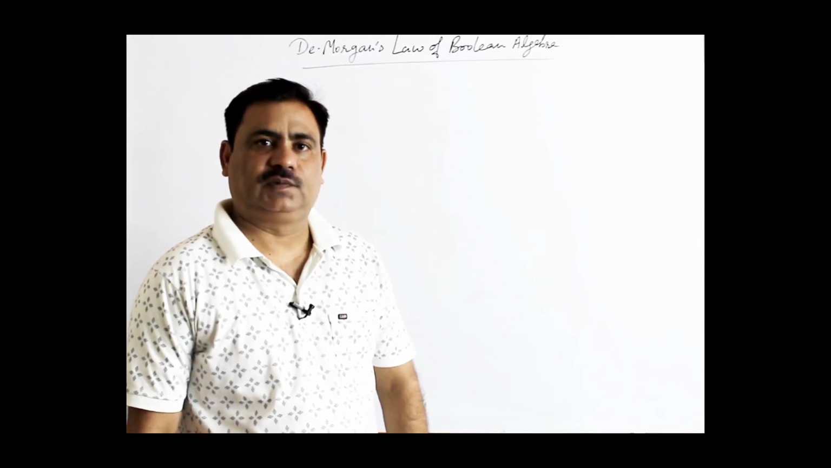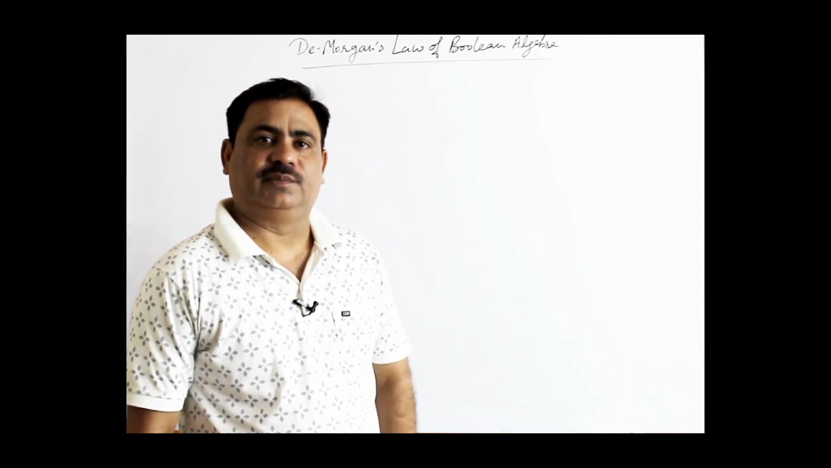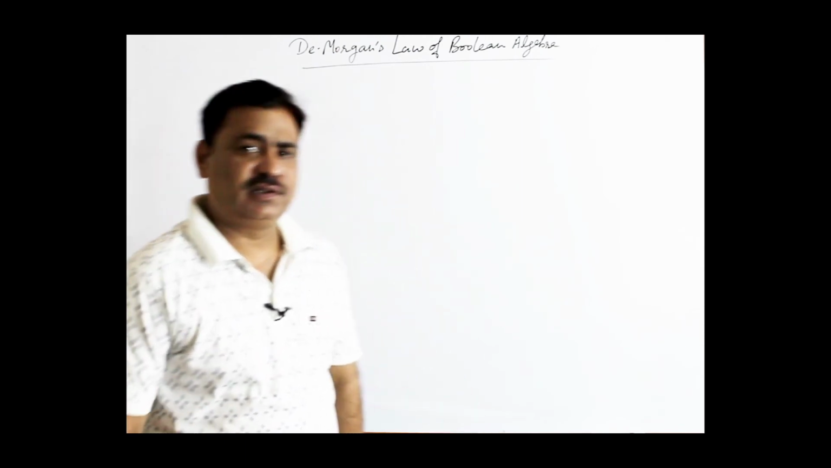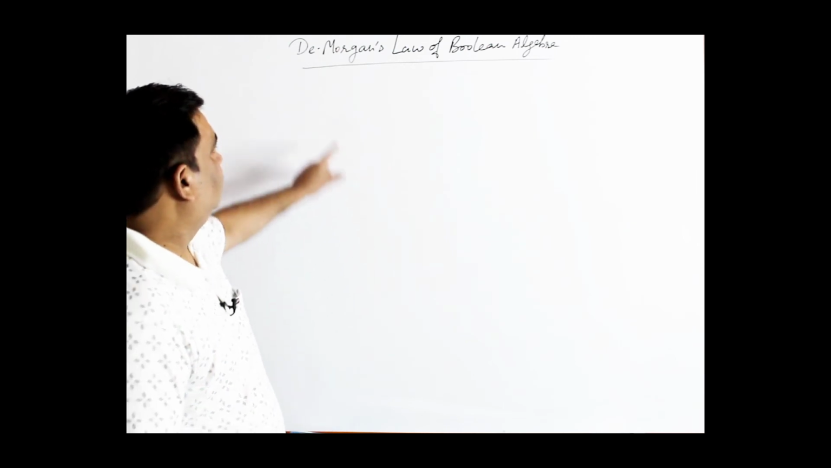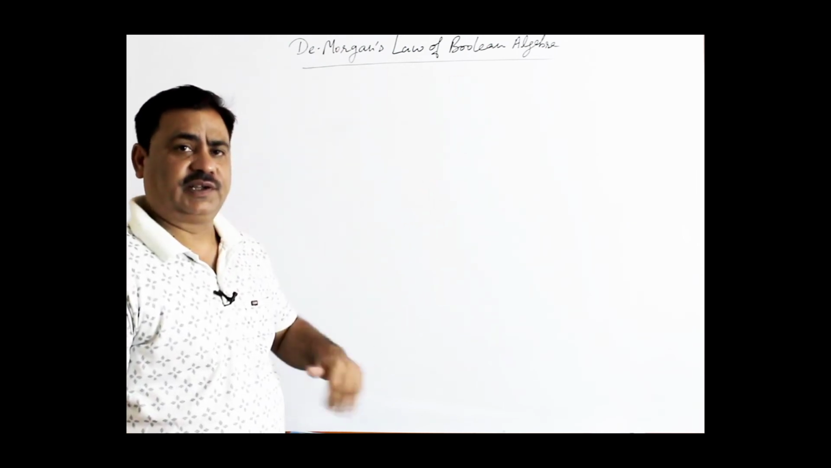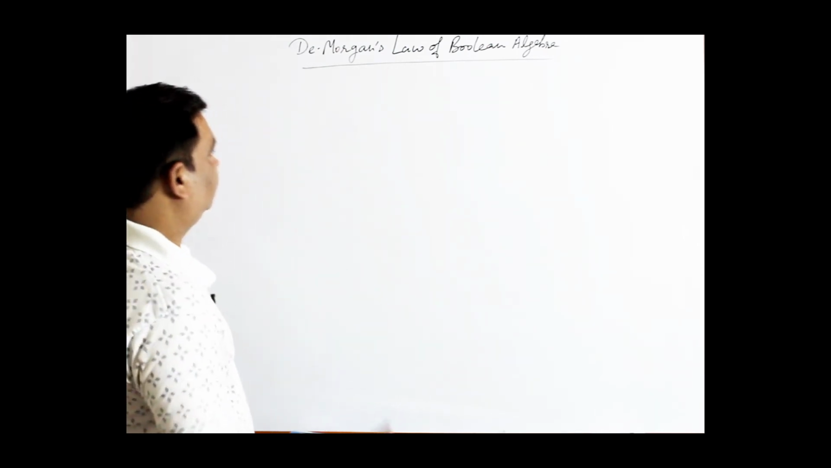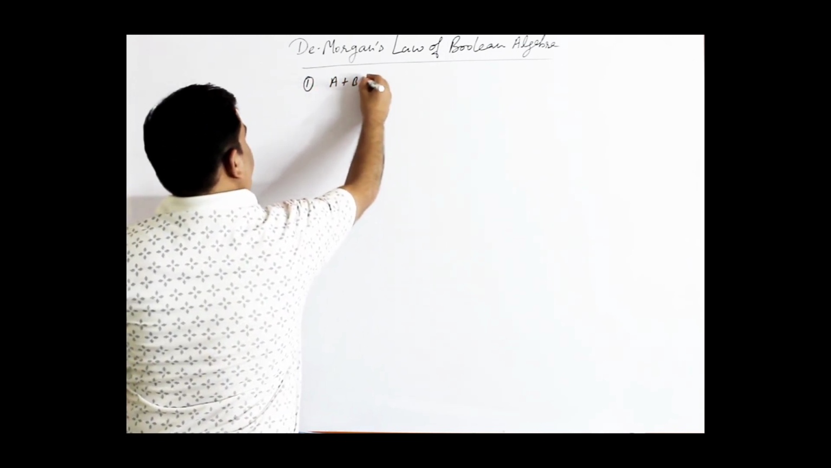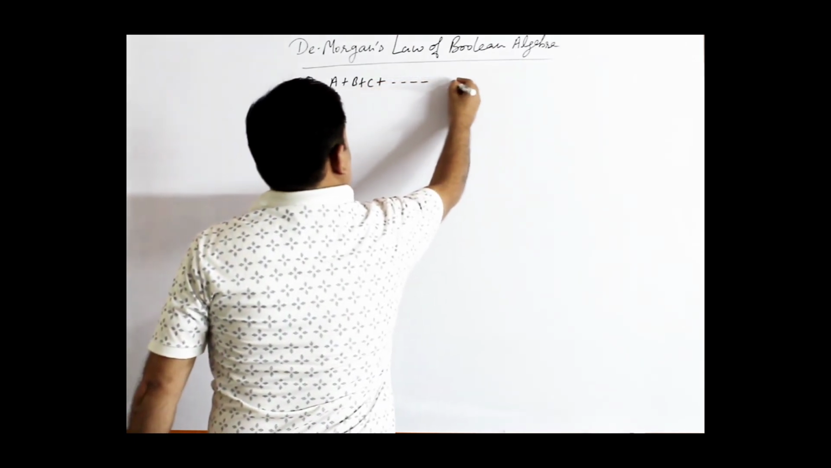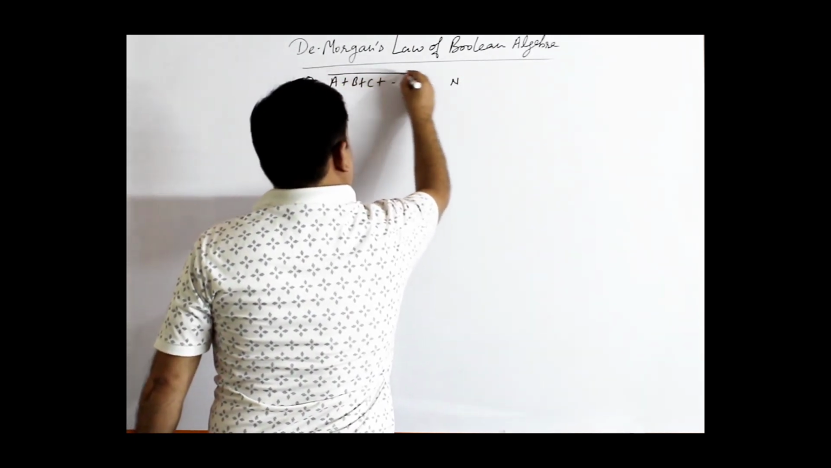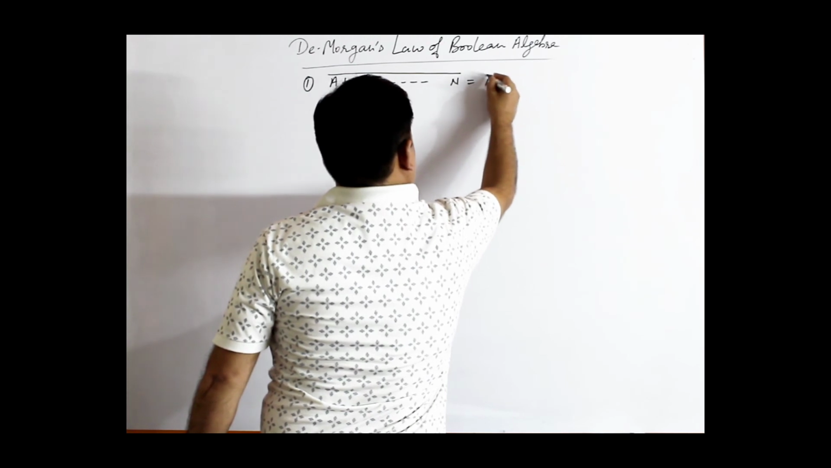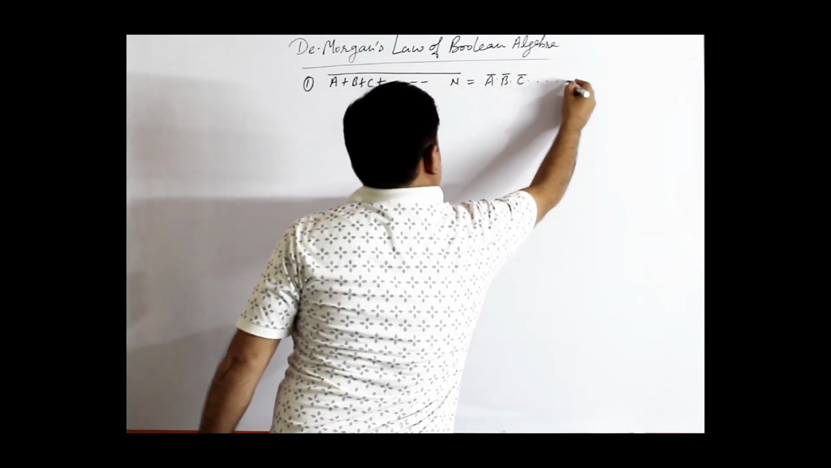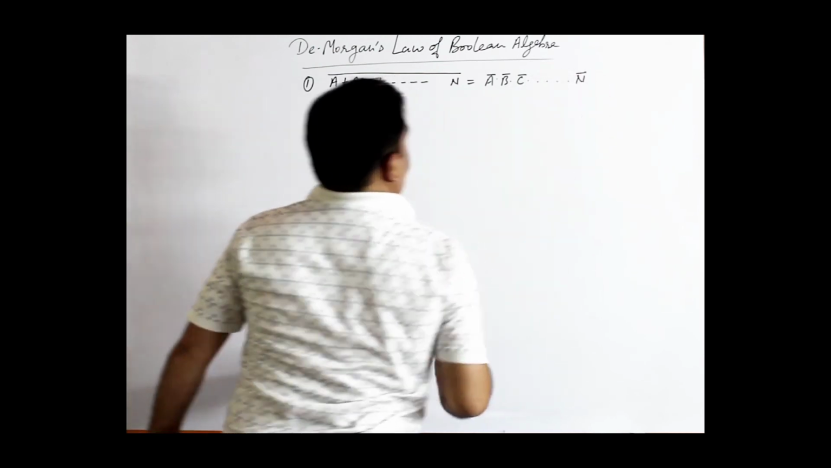Hi students, let's continue with some more laws of Boolean algebra. One of them is De Morgan's law, or we can say De Morgan's theorem. The first law of De Morgan's is: the whole complement of A plus B plus C plus up to n is equivalent to A complement dot B complement dot C complement dot up to n complement.